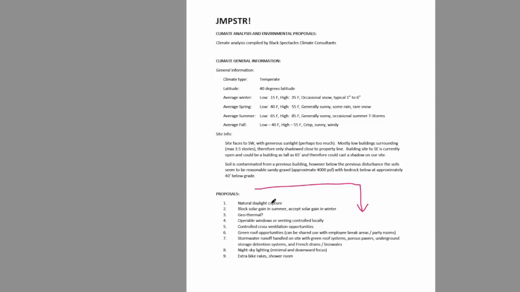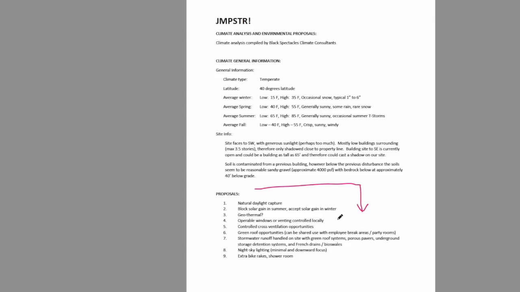And we've got proposals to capture as much natural daylight, to block solar gain in summer, accept solar gain in the winter, geothermal with a question mark, which presumably means maybe geothermal, and operable windows or venting controlled locally. Locally meaning if there's a window next to my desk, I should be able to open it. I shouldn't have to call the facilities department to come and open a window, and there are in fact operable windows.